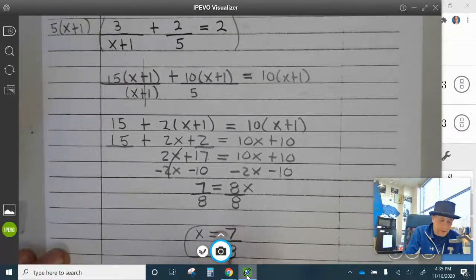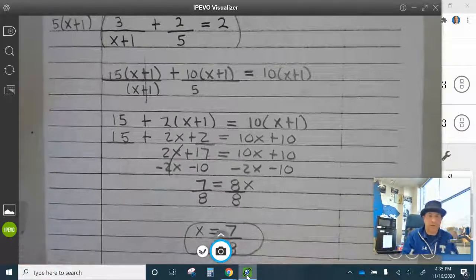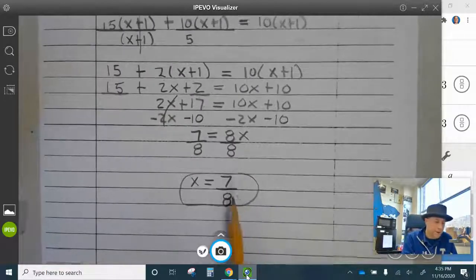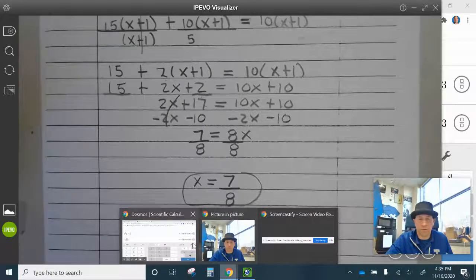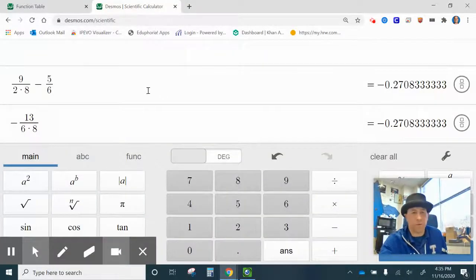Now, we need to check if that is a solution. But checking with a fraction is difficult, so let's see if we can get that as a decimal. So let me go over here, and we're done with this.